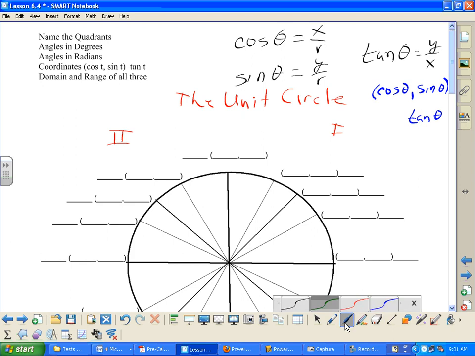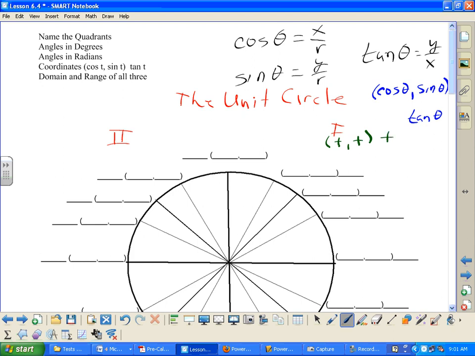All right. Now, let's think about the first quadrant. In the first quadrant, x and y have what sign? Okay, they're both positive. So I'm going to have positive, positive, and then if tangent is y divided by x, what's the sign of tangent going to be then? Positive, because if I divide two positives, I get a positive.